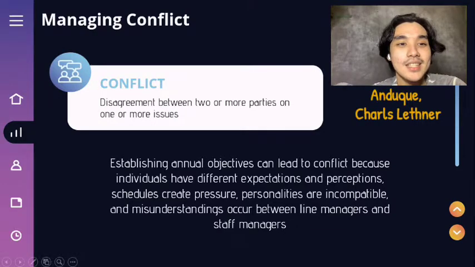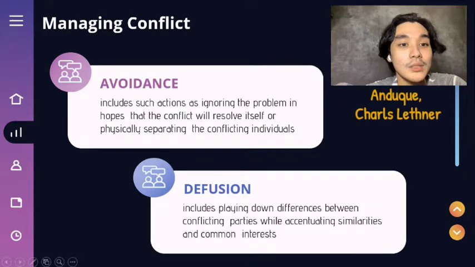In addition, establishing annual objectives can lead to conflict in the sense that individuals have different expectations and perceptions. Schedule could also create pressure. Personalities are incompatible, and misunderstanding may occur between line managers and staff managers, or in any employee in general. So, next is managing conflicts, which includes avoidance, diffusion, and confrontation.